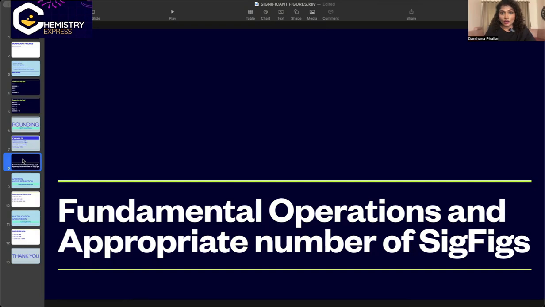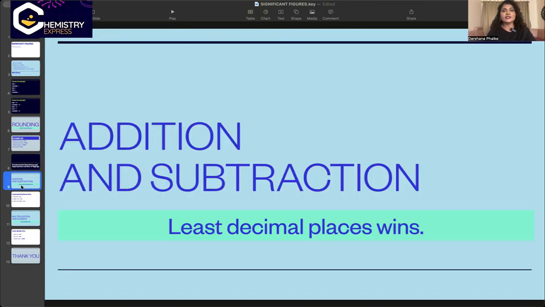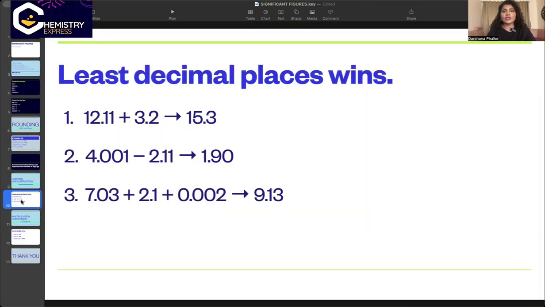Now let's apply the knowledge of significant figures and approximation to solving questions where we are adding, subtracting, multiplying or dividing the measurements. So the first thing is, when you add or subtract the measurements, what is the rule? The rule is, you have to look at the measurement with the least number of decimal places and submit your answer with the least number of decimal places. So 12.11 and 3.2, you'll realize that 3.2 has only 1 decimal place, 12.11 has 2 decimal places. When you add, you get your answer as 15.32.